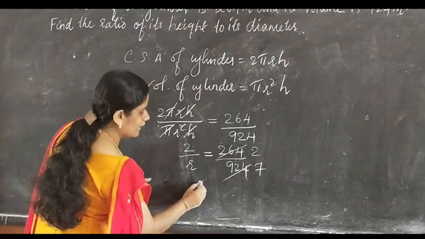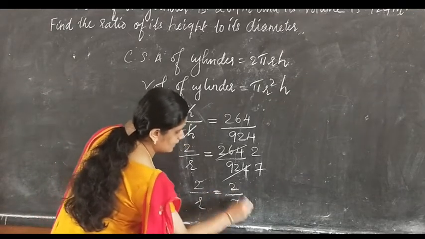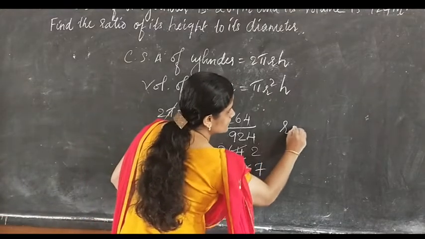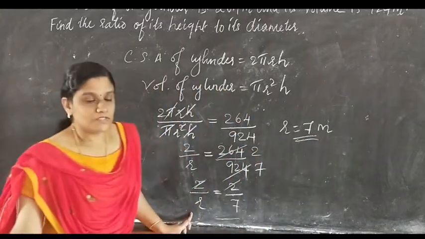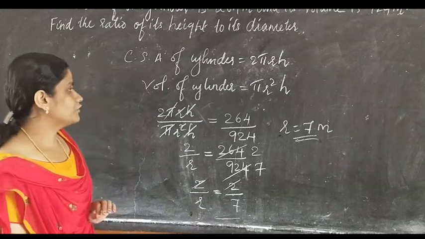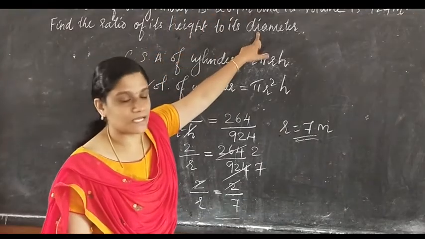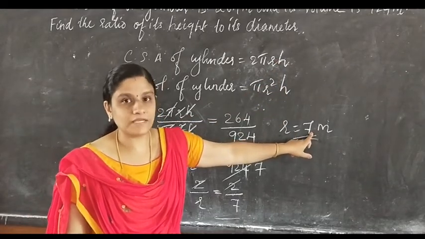Okay. Now what you have? 2 by r is equal to 2 by 7. 2 and 2 got cancelled. Therefore, r is equal to 7 meter. Okay, children. So we find r is equal to 7 meter. Now we have to find what? Height to its diameter. Since the radius is 7 meter, the diameter will be equal to 14 meter.